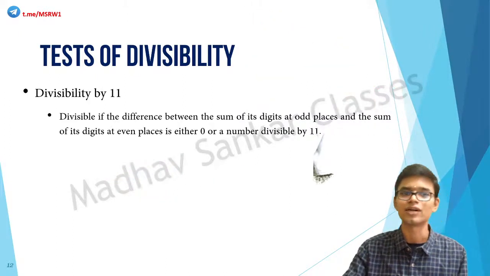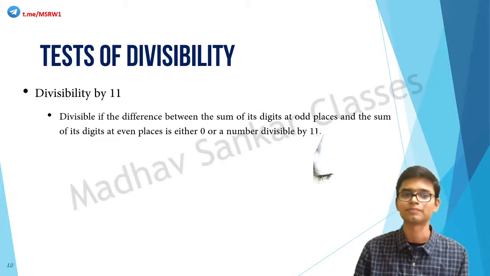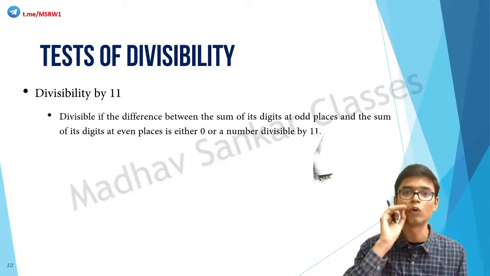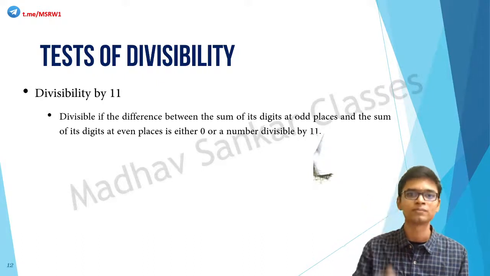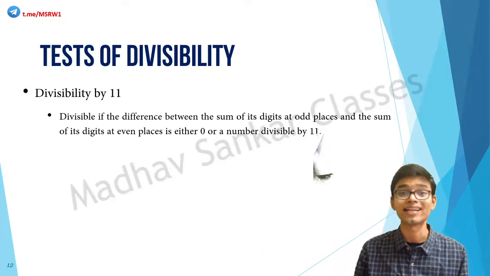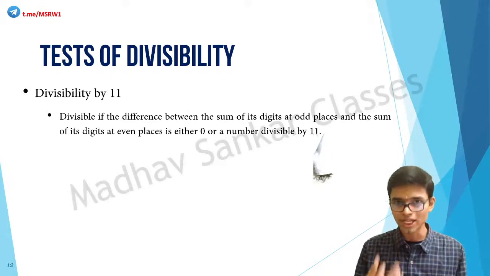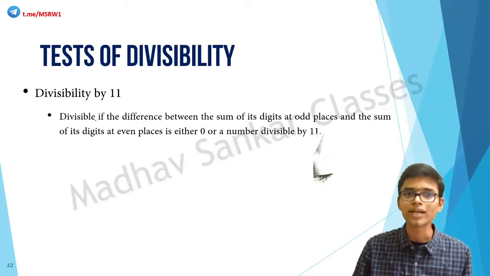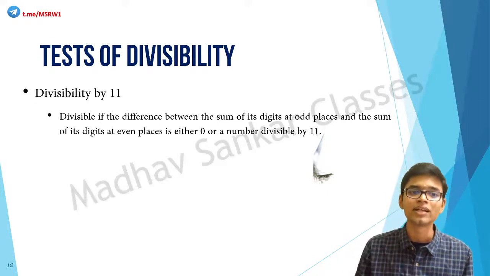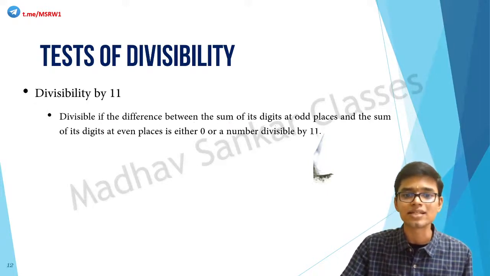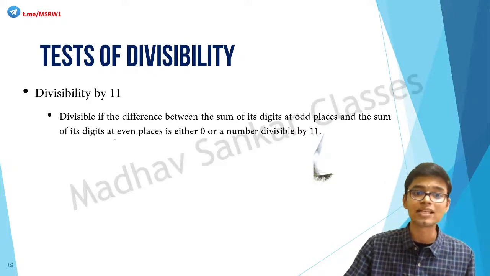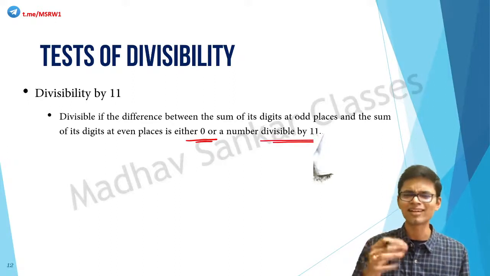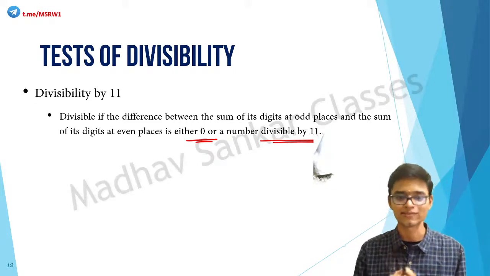Now to the last one, divisibility by 11. Again, slightly complicated, but it is worth it because this is something that is seen in most examinations, especially for bank exams. Questions based on divisibility by 11 are very, very important. In order to check whether a number is divisible by 11 or not, a number is said to be divisible by 11 if the difference between the sum of its digits at odd places and the sum of its digits at even places is either 0 or a number divisible by 11. Right now it sounds Greek and Latin, don't worry. I am going to explain it again using some examples.